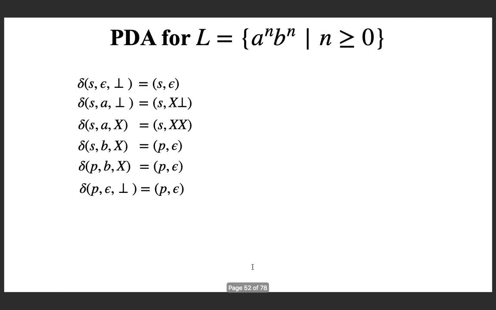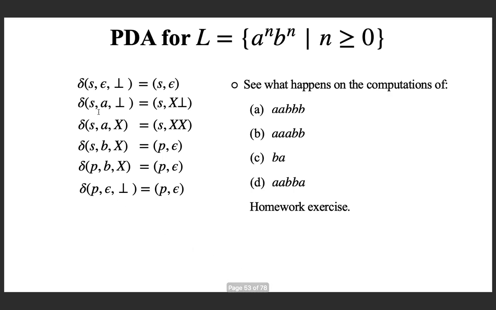So this is what we obtain as the set of transitions in the automaton, and maybe you can verify the working of this automaton on these input strings and do it as a homework exercise to understand how this automaton works.